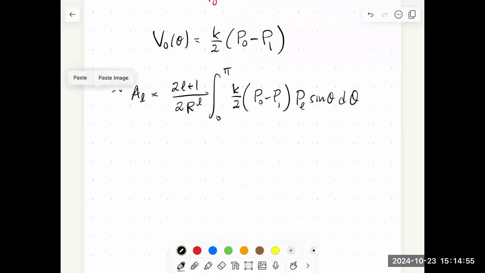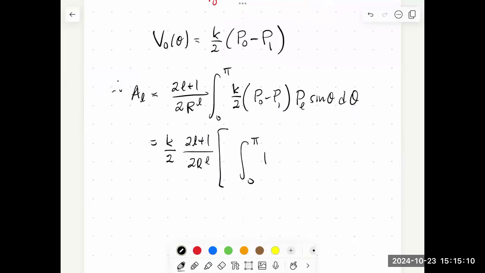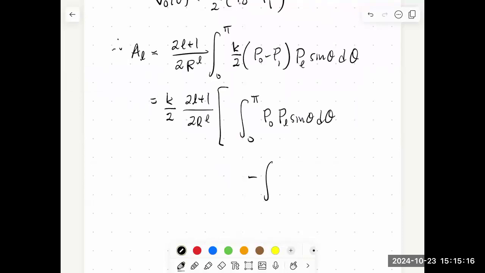Okay, I really don't care about the K over 2, so we could say this would be K over 2, 2L plus 1 over 2R to the L. And then we're going to have the integral from 0 to pi of P0 P_L sine theta d theta, minus the integral from 0 to pi of P1 P_L sine theta d theta.